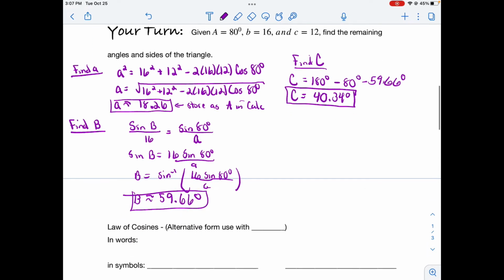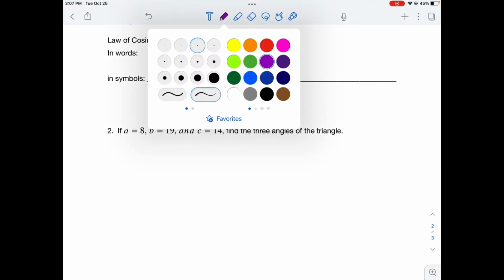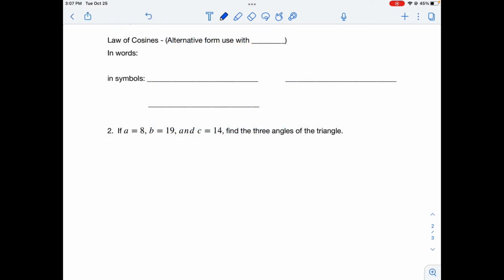All right, now the second time that you'll use law of cosines is when you are given all three sides. So the alternate form will be used when you're given all three sides. Now, this form is just taking the original form and solving it for the cosine of A or whichever angle that you're looking for. Because these formulas change by which angle you're going to look for first, I like to remember by words.